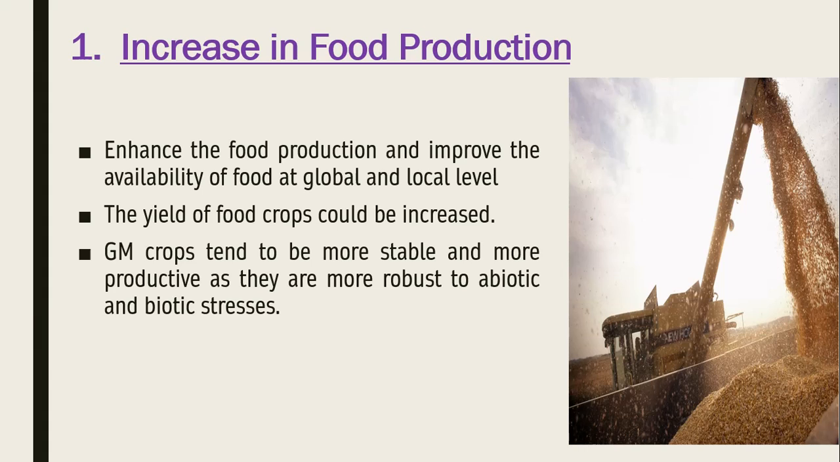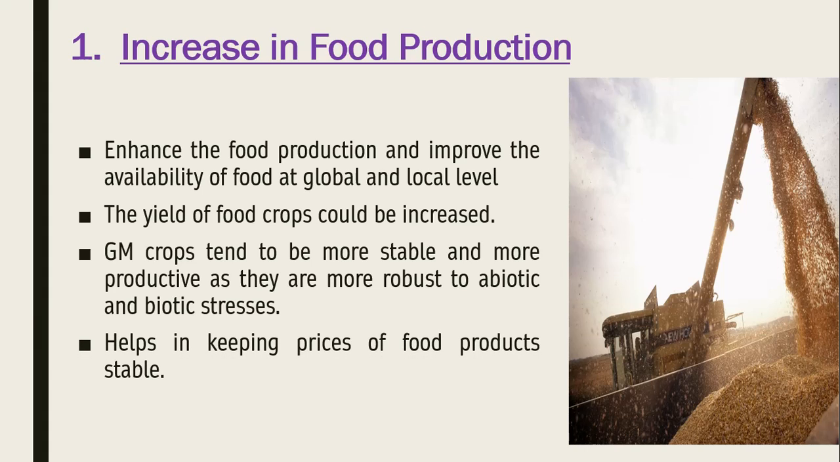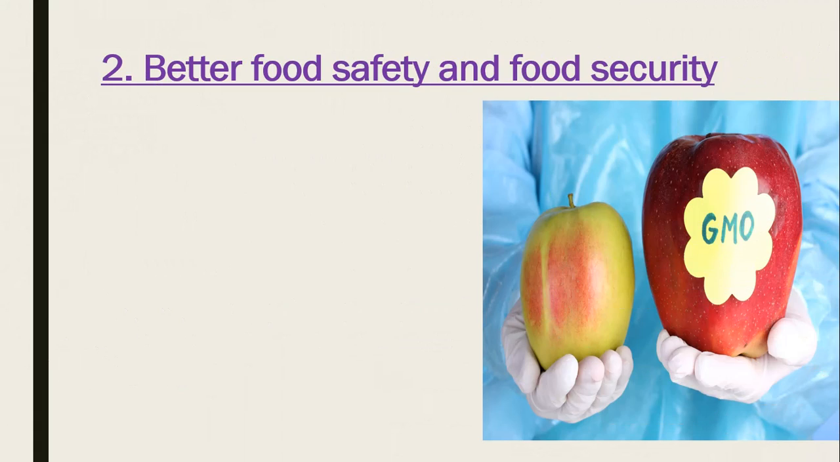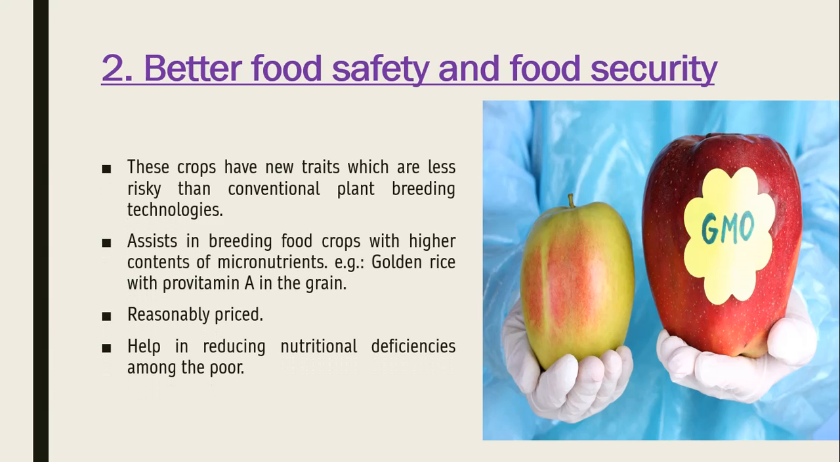The increased productivity of genetically modified crops helps in reducing pressure on other food products and thus keeps their prices stable. Next is better food safety and food security. Genetically modified crops could improve food safety and food security. These crops have new traits which are less risky than conventional plant breeding technologies. GM technology assists in breeding food crops with higher content of micronutrients. An example is golden rice with provitamin A in the grain.